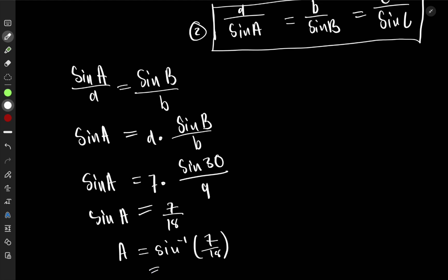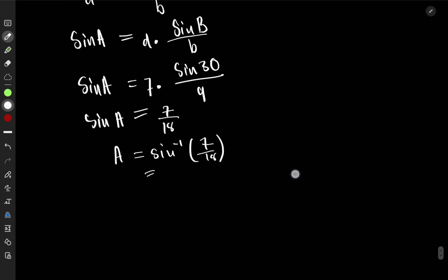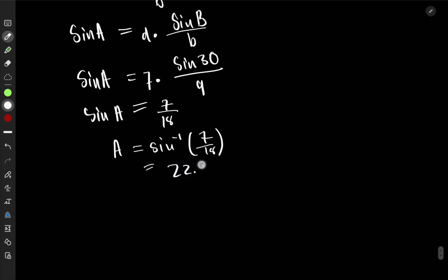Make sure your calculator is in degree mode. You press the DRG button until it goes to degree mode, and then you can calculate this. So let's calculate sine inverse of 7 over 18. And you are going to get 22.9 degrees, because we always put our angles to one decimal place, okay? 22.9 degrees, and you are done. This is how you do it.